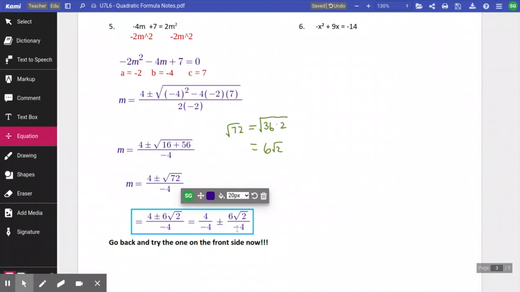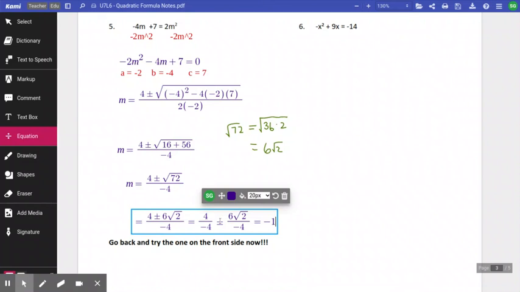All over -4. So the division line just means we're dividing both of them up. Now the reason I've written it like this is because I notice I can divide these and I can simplify this fraction here. So we could take this even further by saying, well, 4 divided by negative 4, that's negative 1. 6 square root of 2 over negative 4, I can't necessarily divide all of that out, but I can simplify it. I see the 6 and the negative 4. I can divide both of those by 2.